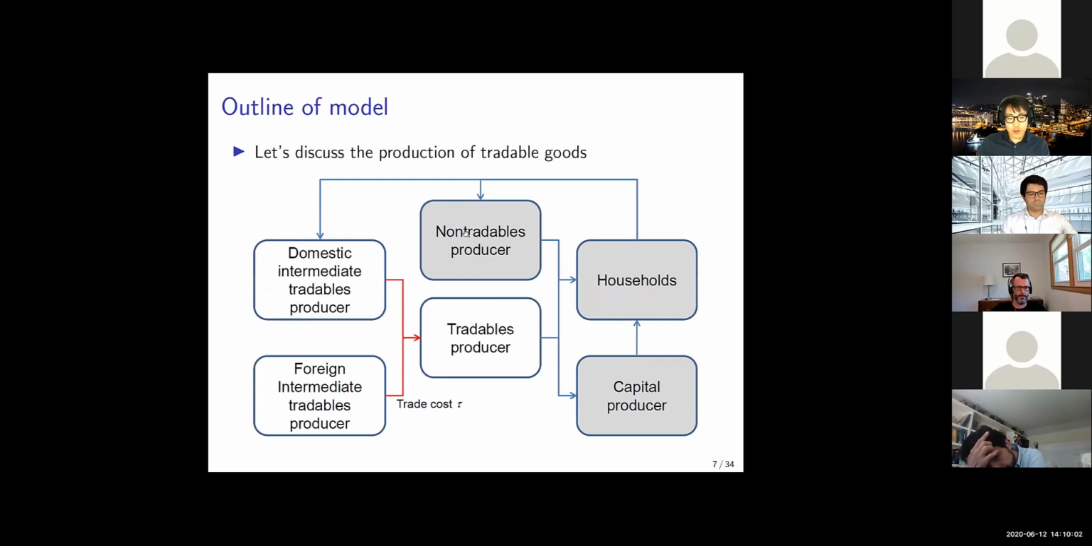Okay, so the production of tradables. There's going to be a tradable producer. So this is the final tradable producer. They're going to combine intermediates that are produced domestically, but also produced in the other country. And when the sourcing of these intermediate goods is from the foreign country, they're going to suffer some trade costs. These trade costs can have both an iceberg transportation cost element as well as a tariff.